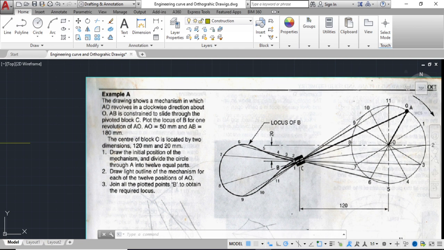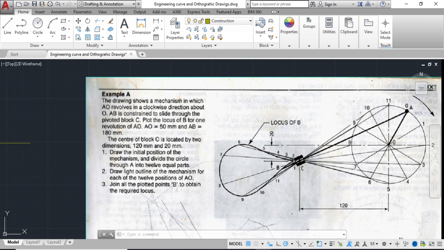So AB is constrained, meaning it's fixed at C, and it slides through C backwards and forwards depending on where it is located here. Right? So when it's at 6, it will push it backward to 6 at this point here. So all these lines are representing its motion through a revolution. Plot the locus of B for one revolution of OA.